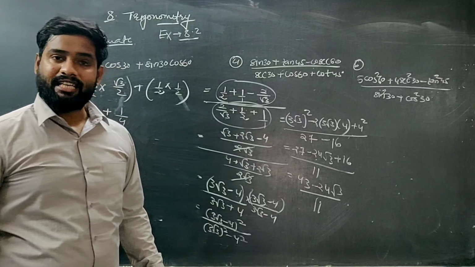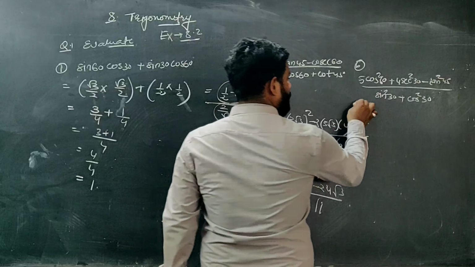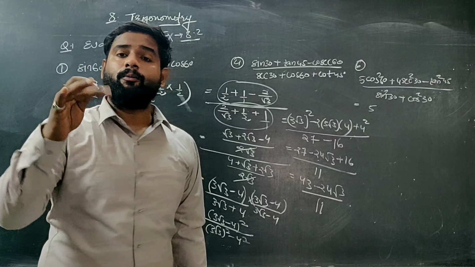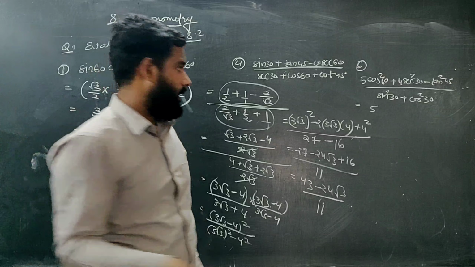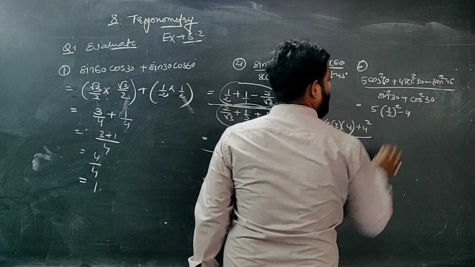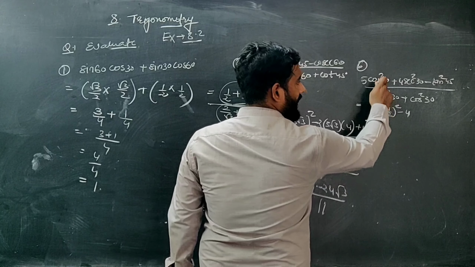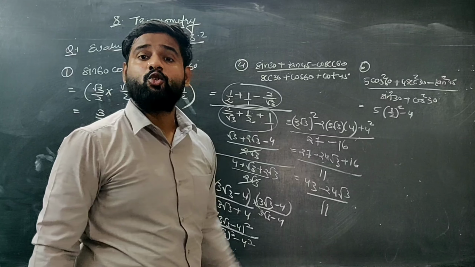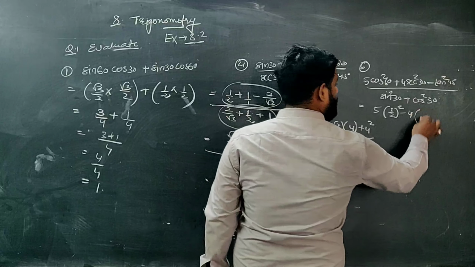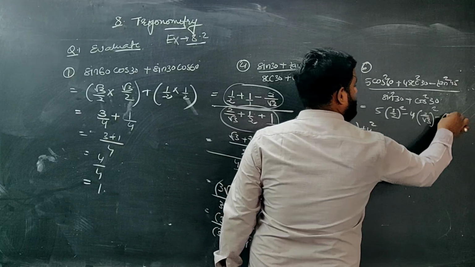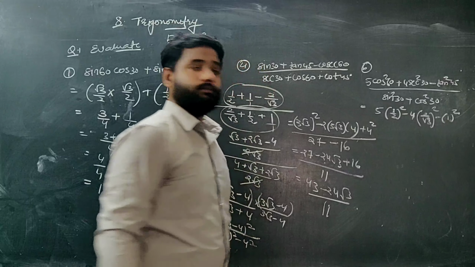Similarly, the sixth question is there. Let us solve it. So 5 cos square 60. Means you have to put the value of cos 60 and then do the square. Cos 60 is half, so (1 by 2) square. Then 4 sec square 30. Sec 30 is 2 by root 3, so this will become (2 by root 3) whole square. Then tan square 45 is 1 square, right?